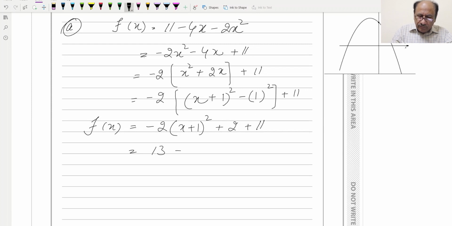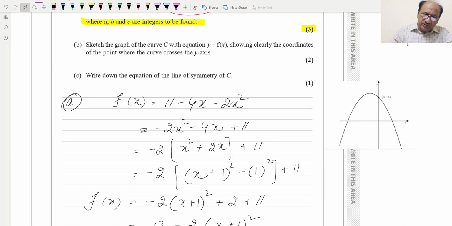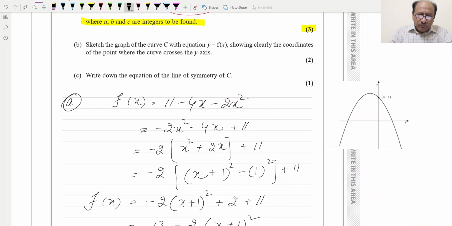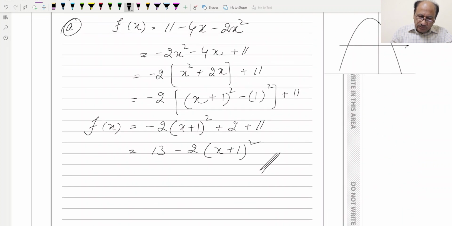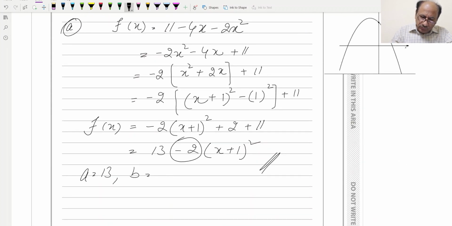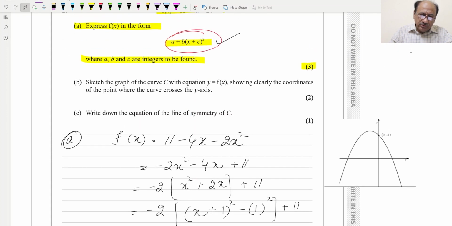So we write here 13 minus 2 into x plus 1 squared, and this is in the same format which they have mentioned. So a, b, c values we can provide. The a value is 13, so a is equal to 13, and the b value is minus 2, so we can write here minus 2, and the c value is basically this 1, so we can write here 1. So these are the values. This was a 3-mark question.